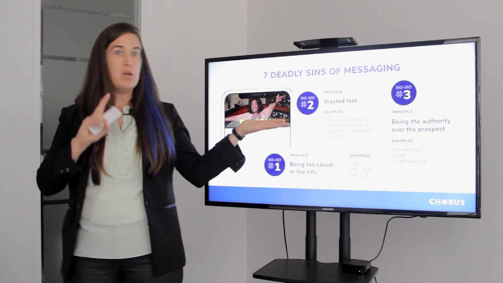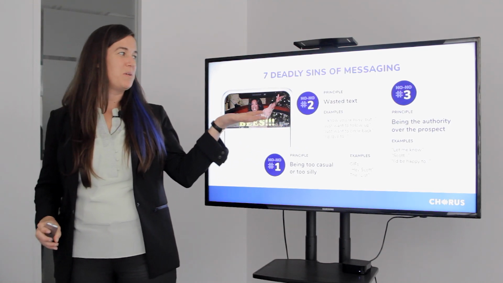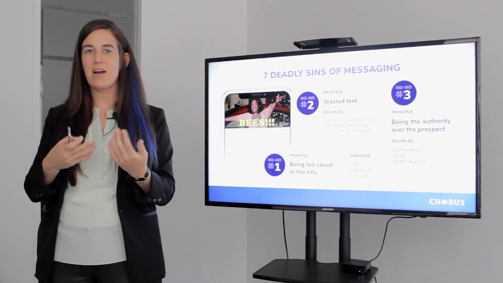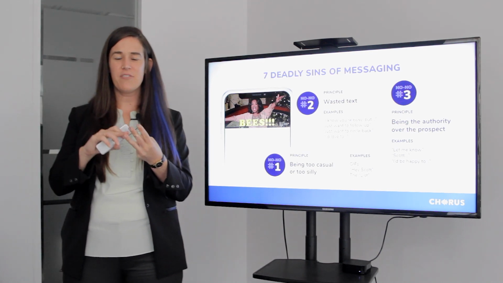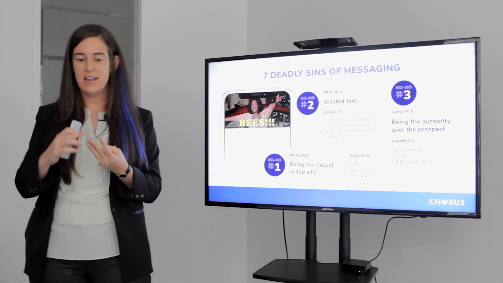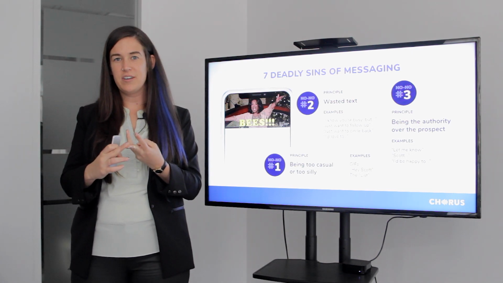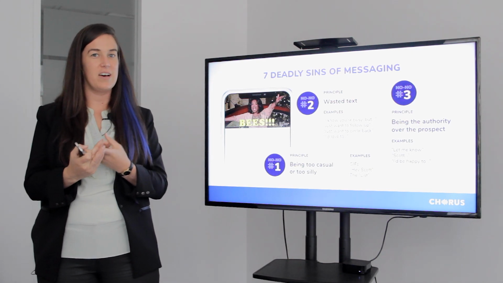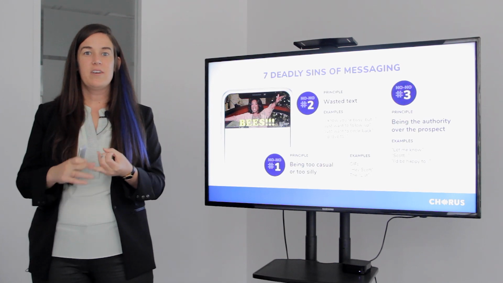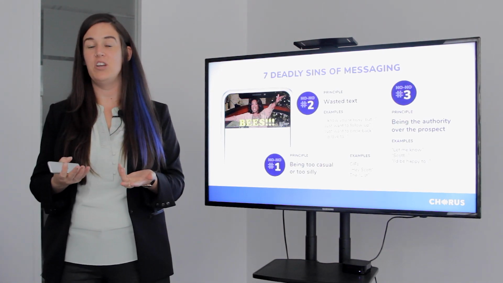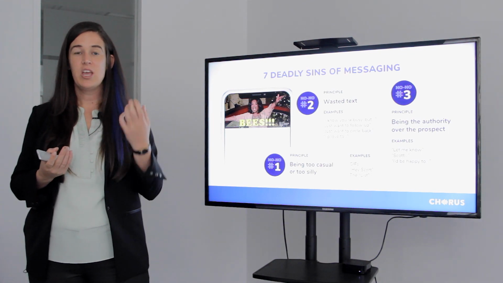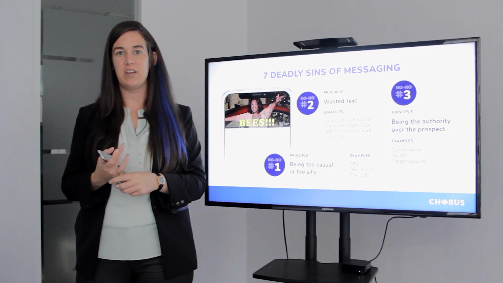The third no-no, as we call it, is being the authority over the prospect. So a little background into ego states. You have 3 ego states in your body. The first is going to be your parent ego state. The second is going to be your adult ego state. And the third is going to be your child ego state. So the parent ego state, let's start there. If you talk to someone and you command them to do something, you automatically flip them into the child ego state.